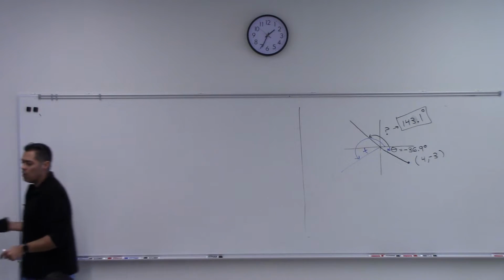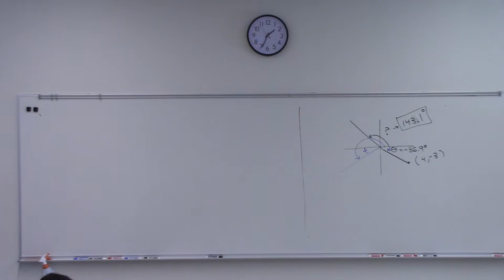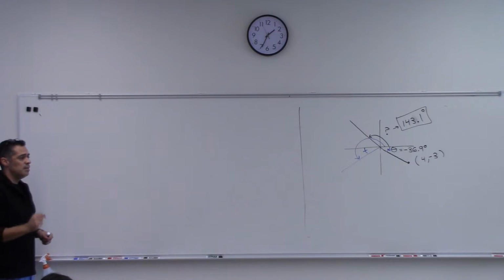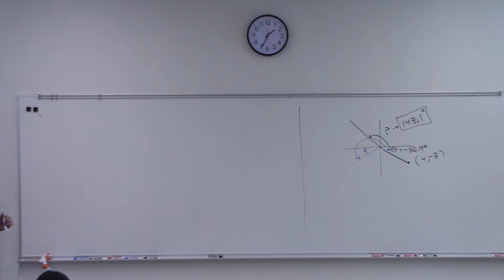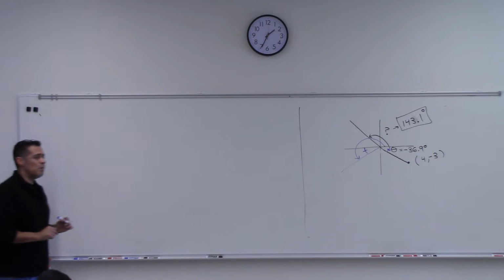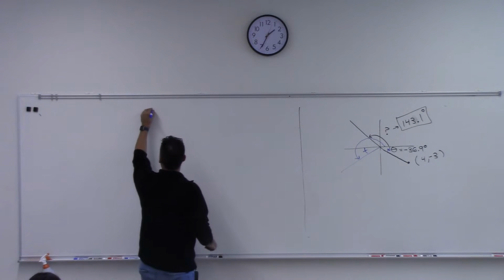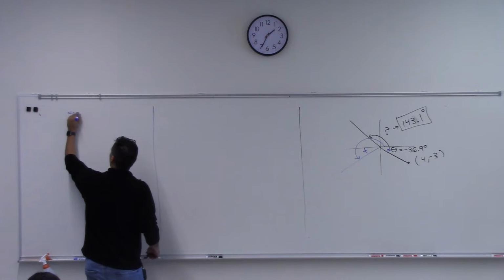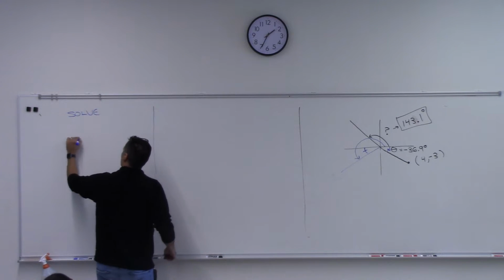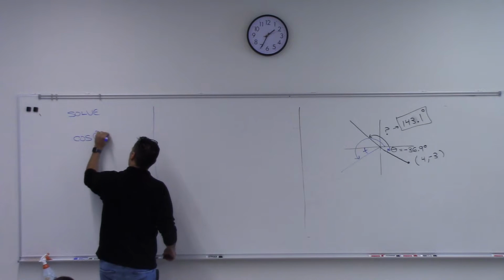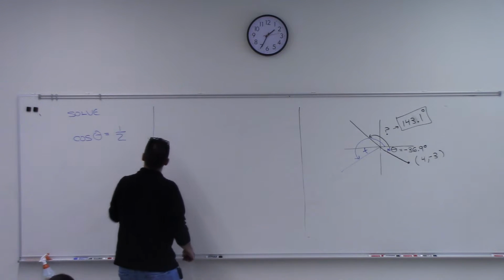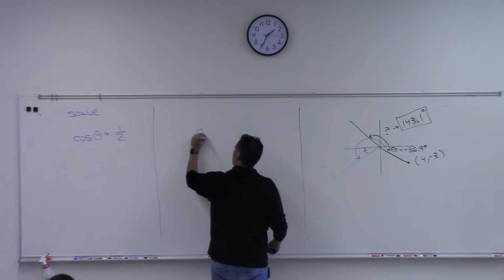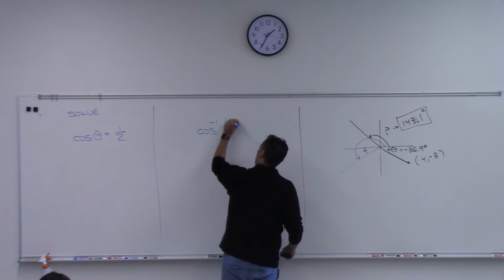All right, so our whole goal here is to solve trigonometric equations, right? Solve trig equations. So I'm going to put two problems on the board that I want you to look at, and I want you to tell me what the difference between these two problems are. So for this one, I want you to solve cosine of theta equals 1/2 versus cosine inverse of 1/2.